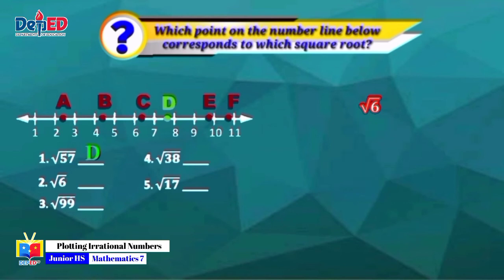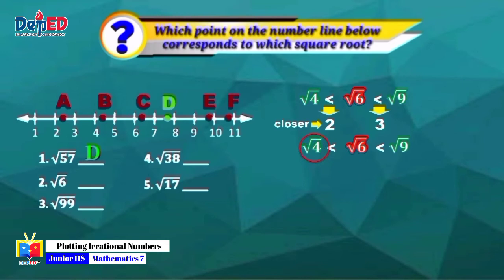Time is up. The square root of 6 lies between square root of 4 and square root of 9. 6 minus 4 is equal to 2, and 9 minus 6 is equal to 3. Therefore, square root of 6 is closer to square root of 4. Square root of 4 is equal to 2, and square root of 9 is equal to 3. Since the square root of 6 is closer to 2, the point must be closer to 2. Locate 2 and 3 on the number line. So, the answer is letter A.